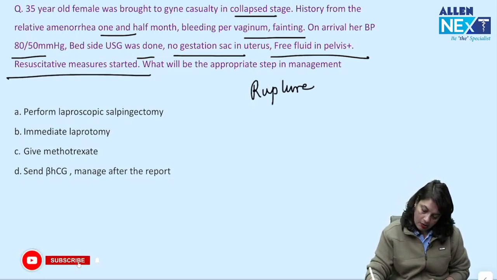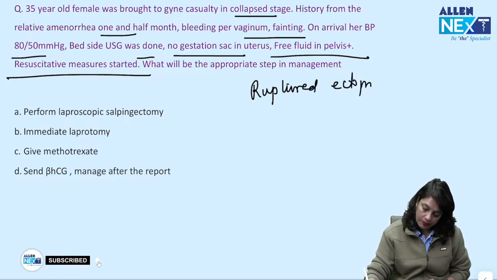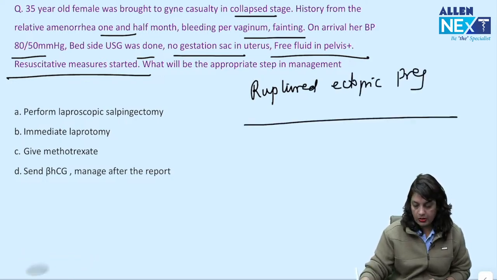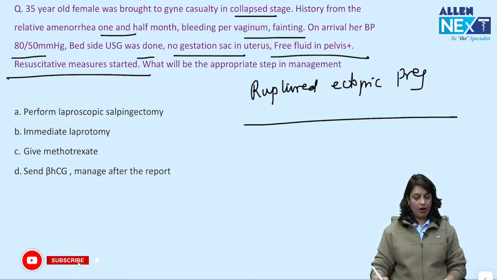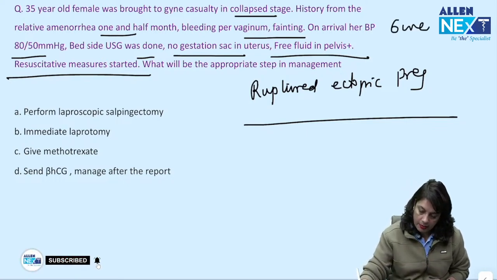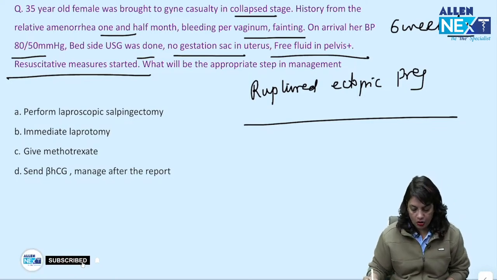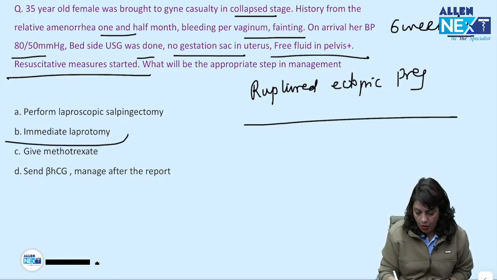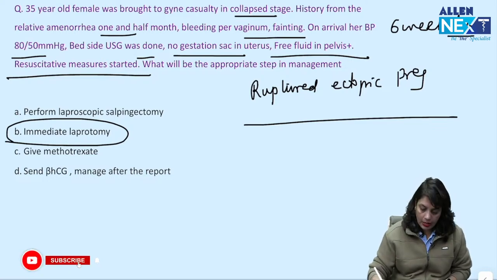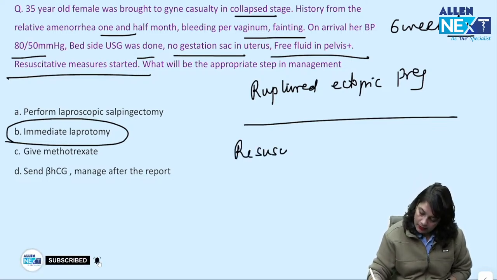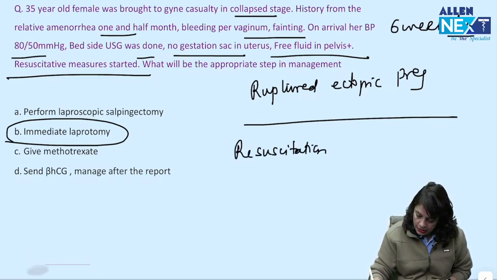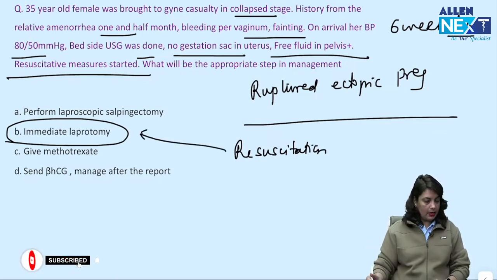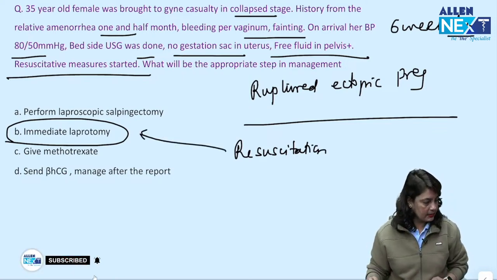This is a ruptured ectopic pregnancy because amenorrhea 1.5 months, that is 6 weeks amenorrhea, pain, bleeding, fainting, in shock. So I am going to perform immediate laparotomy. Okay, I will start the resuscitation first, followed by laparotomy. I have already discussed this in the beginning of this session.